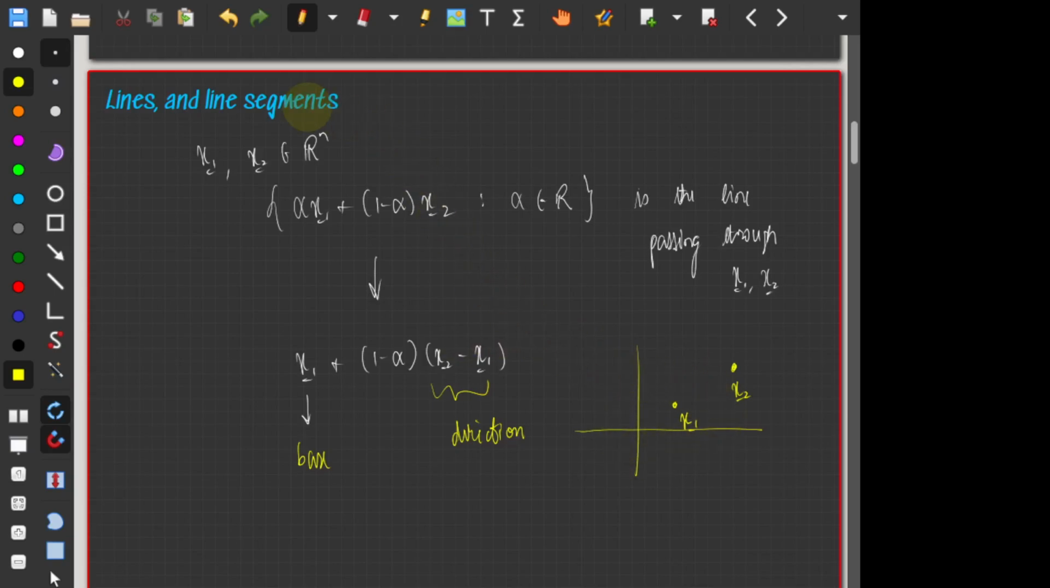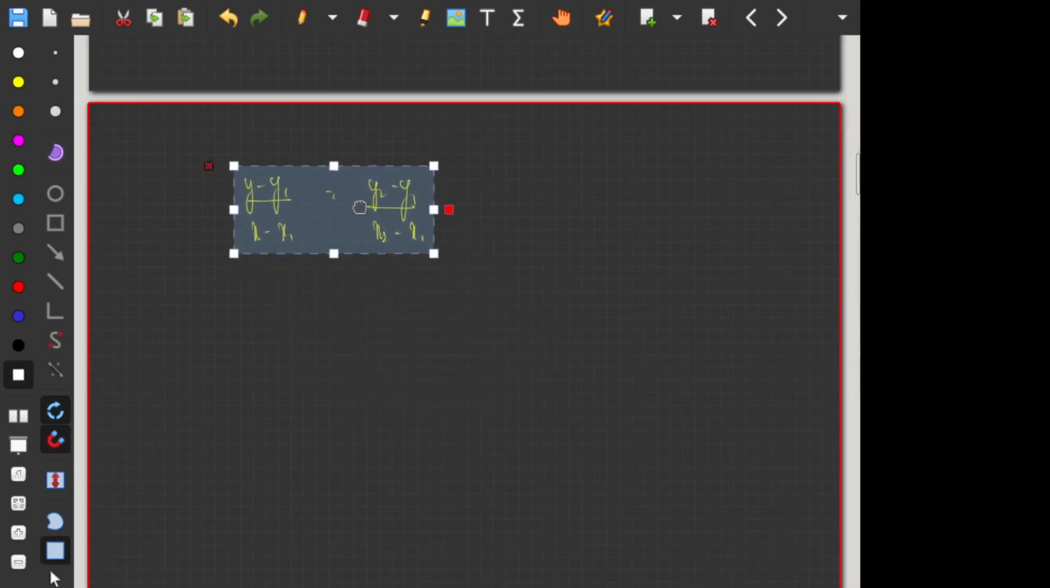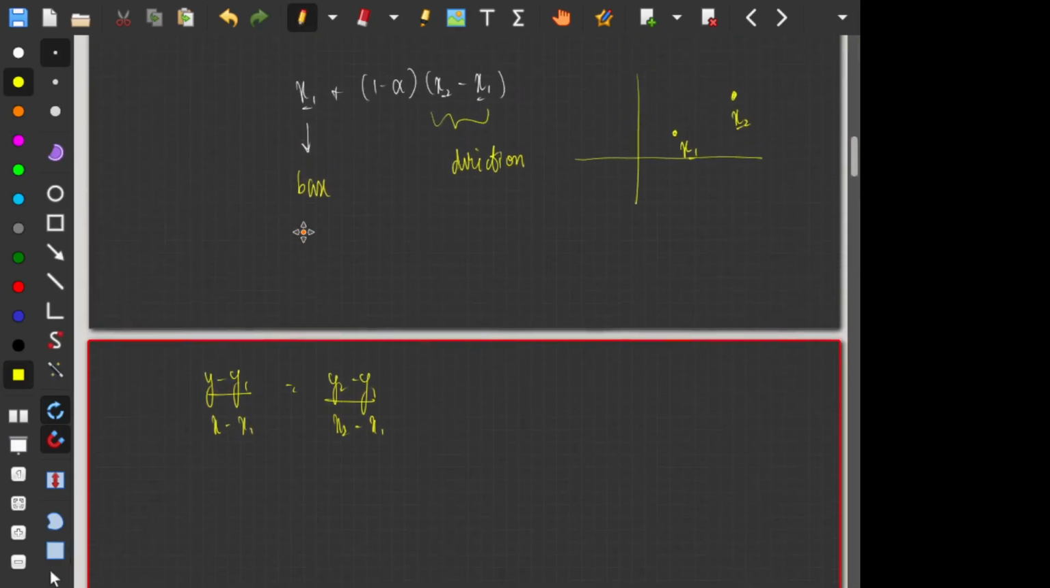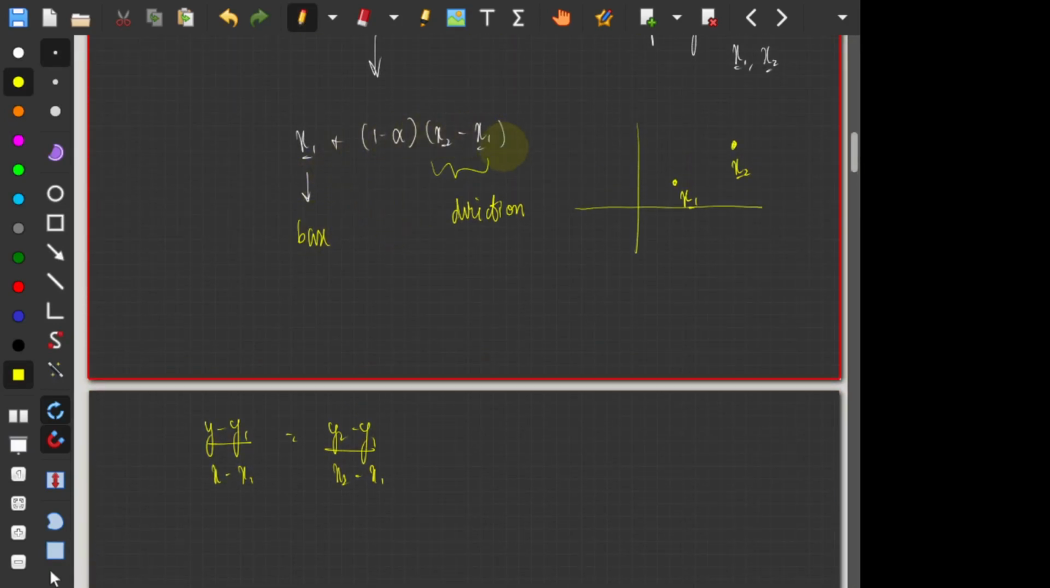Yeah. y minus y1 equals (y2 minus y1) over (x2 minus x1) times (x minus x1), right? Can I rewrite this equation in the above form, x1 plus (1 minus alpha)(x2 minus x1)?